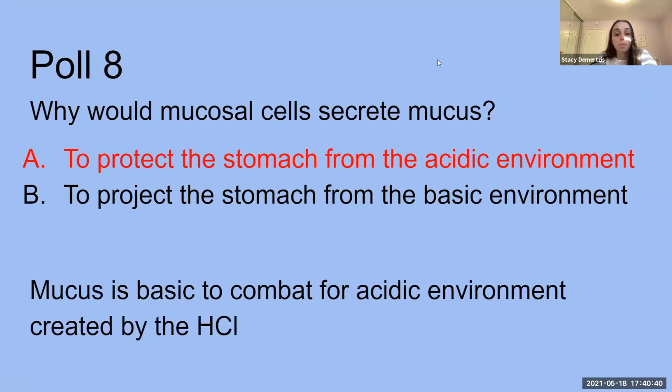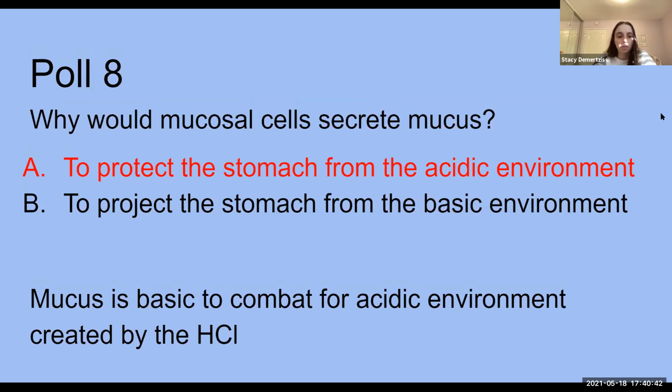So it's to protect the stomach from the acidic environment. So how does the stomach become acidic? As we talked about earlier, the parietal cells are located within the stomach, and they secrete hydrochloric acid. The reason hydrochloric acid is secreted is to help digest proteins. Protein digestion thrives in an acidic environment. But the alternative is that if the stomach's really acidic, it can be harmful to the stomach tissue and the stomach lining. So to combat that, the mucosal cells will secrete mucus to protect the stomach lining. We'll go to the next slide.